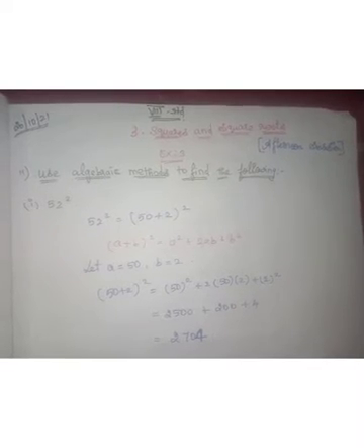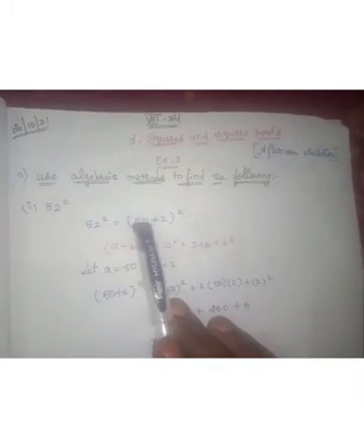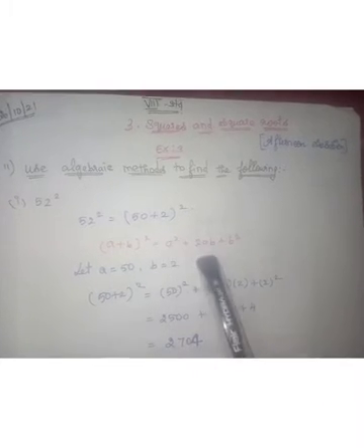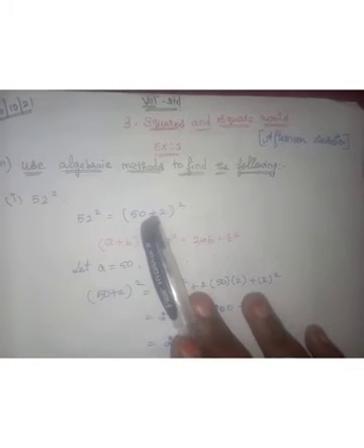In the algebraic method, I already explained the three algebraic formulas: a plus b whole square, a minus b whole square, and a plus b into a minus b. Every formula was explained in the earlier class, so remember that. 52 square is written as 50 plus 2 the whole square. It looks like a plus b the whole square, which is equal to a square plus 2ab plus b square. This is the algebraic formula. First take a is equal to 50 and b is equal to 2, and use this formula.